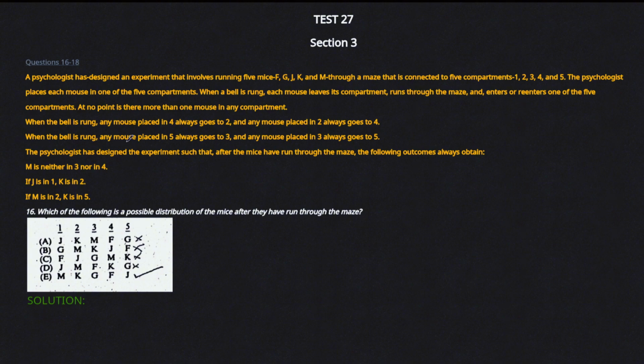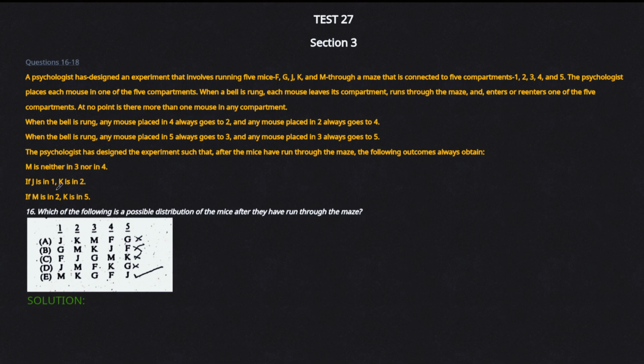When the bell is rung, any mouse placed in 5 always goes to 3, and any mouse placed in 3 always goes to 5. The psychologist has designed the experiment such that after the mice have run through the maze, the following outcomes are always obtained. M is neither in 3 nor in 4. If J is in 1, K is in 2. If M is in 2, K is in 5.